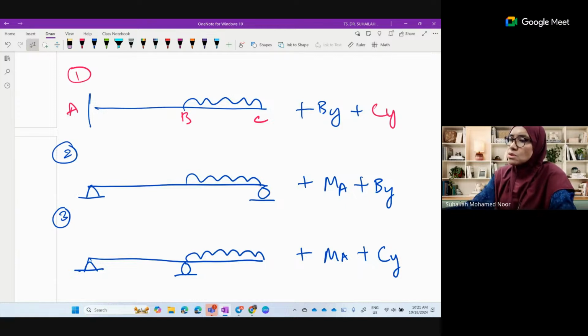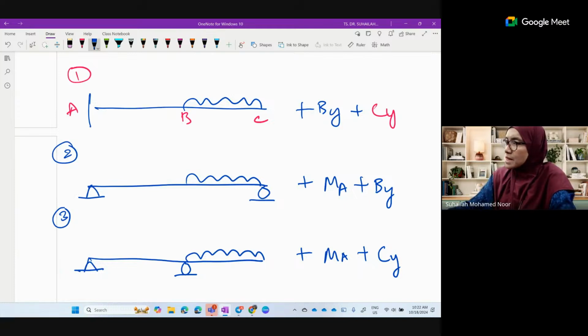Possibility number 2, we remove MA and BY. So we get 1 fixed, 1 pin, 1 roller as the primary beam. And possibility number 3, we use a pin here. We remove MA and we remove CY. So it becomes like this. Okay, this is also a stable and determinate beam. So this is the second possibility.